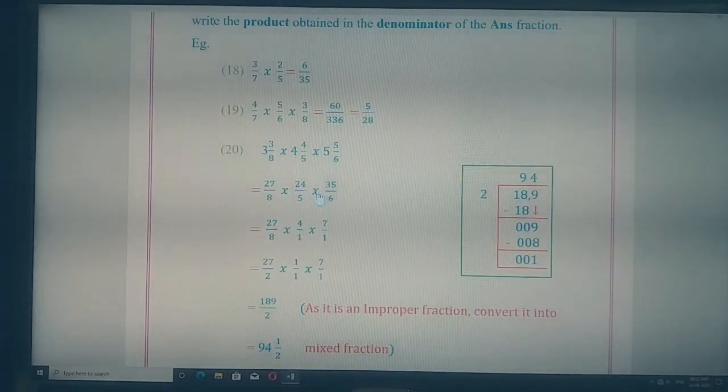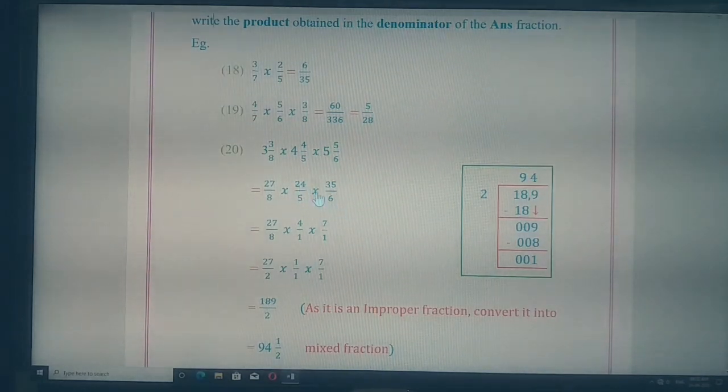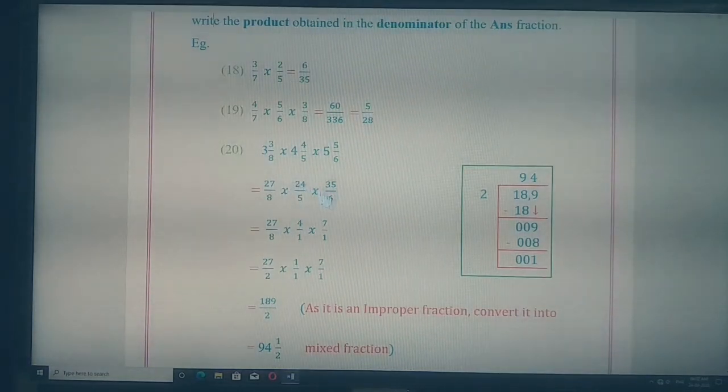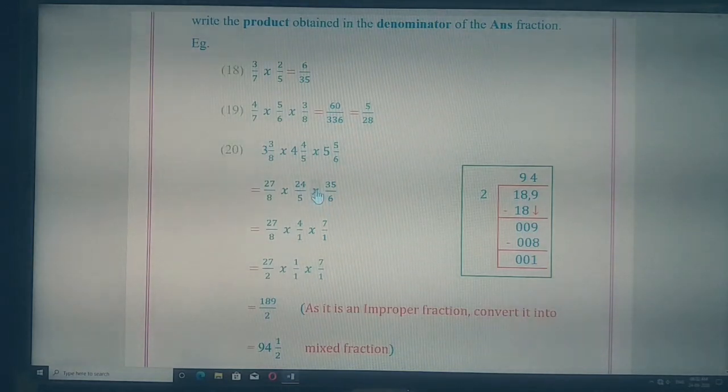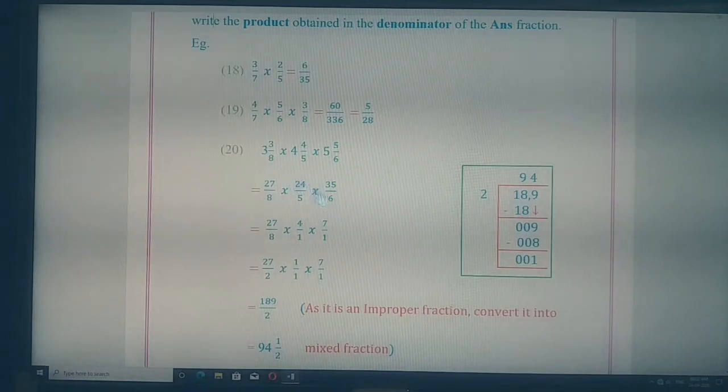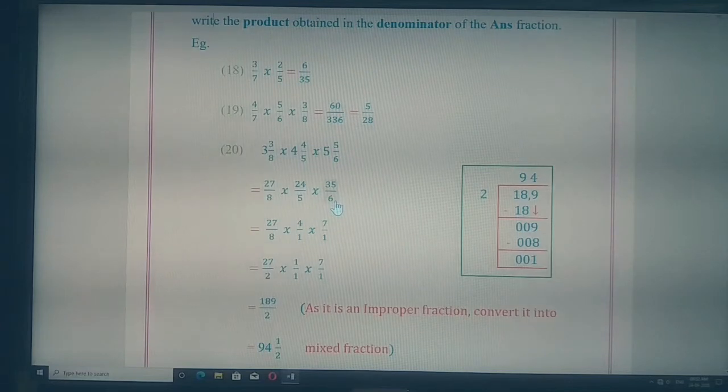For example, here we did the cancellation of 6 and 24. We could do it only because the multiply sign was there. Suppose it was addition or subtraction, then these two fractions could not be cancelled. The numbers 6 and 24 could not be cancelled because an addition or subtraction sign is there. The rule does not apply. Only for multiplication can the numerator and denominator of different fractions be cancelled.